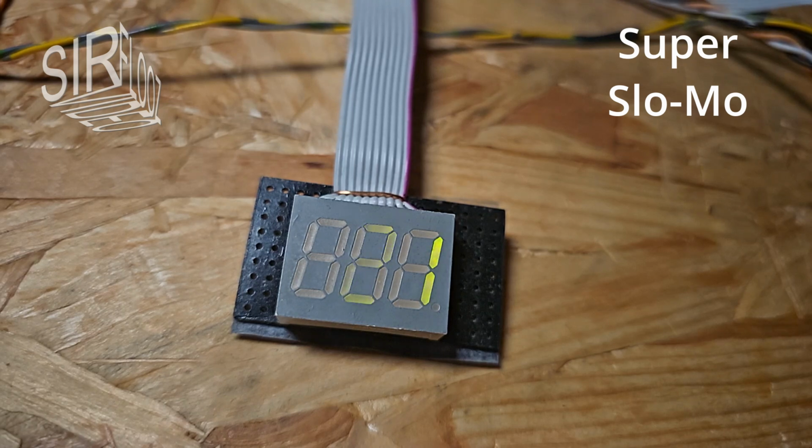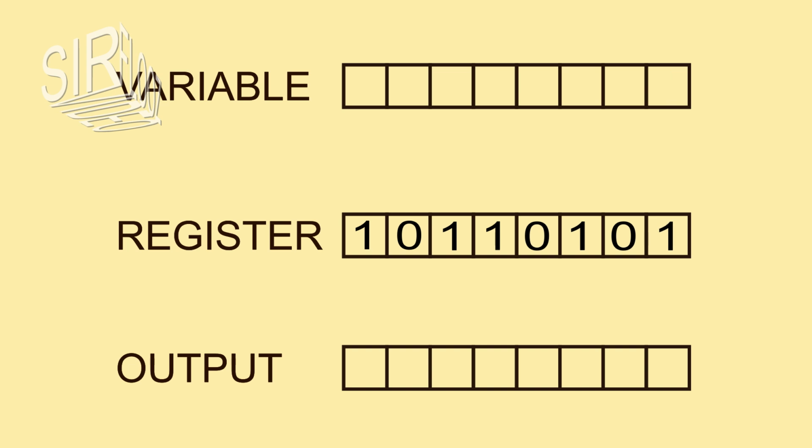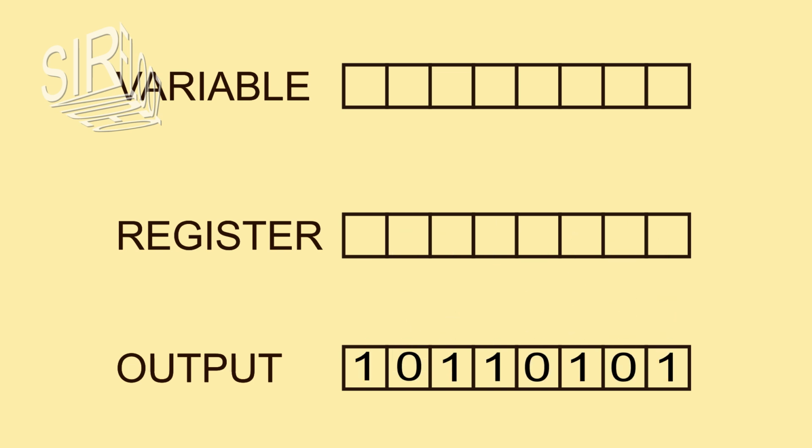But how does this shift register basically work? Let's assume that a variable holds an 8-bit value. The microcontroller then outputs this value bit by bit over a serial line to the register of the shift register. For syncing, a clock signal is required as well. Now the value is stored in the register. To transfer this value to the outputs, other control lines are used. If initiated, the value is transferred and the old output value gets overwritten.